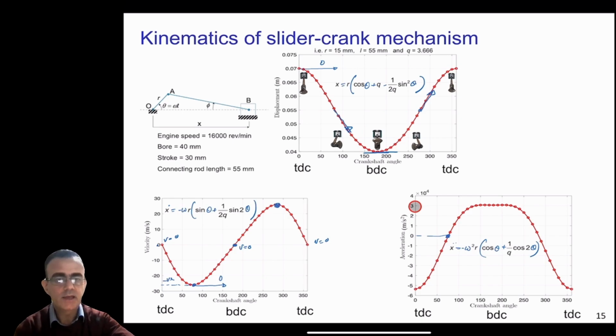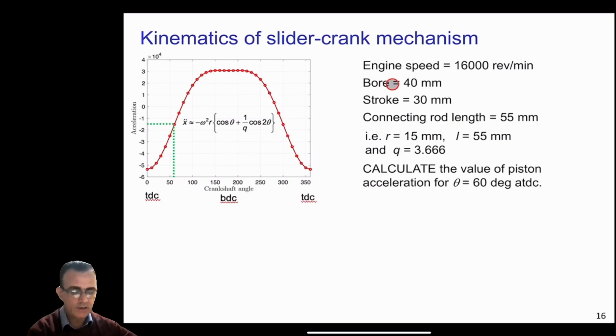Okay, so now we can maybe just take one simple example here. If you take this engine speed, which is 16,000 RPM, the bore is 40, stroke is 30, connecting rod length is this, and R is 15, L is 55, and Q is this one. So we are asked to calculate the value of the piston acceleration when the angle is 60 degrees. So angle 60 degrees is this point here, and we are interested to calculate this acceleration here.